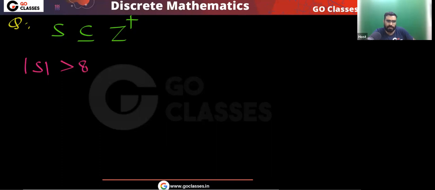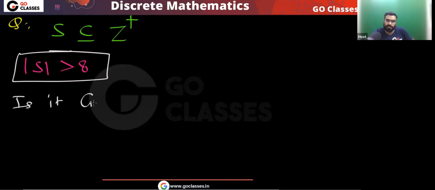If you have a set S which is a subset of positive integers, such that the set has more than, let's assume, 8 elements. Now, can you guarantee that there will be at least 2 elements in S which have the same remainder when you divide by 8? Is it guaranteed?